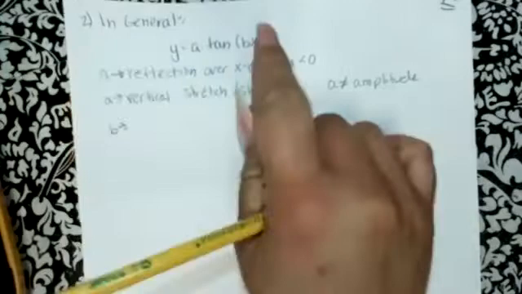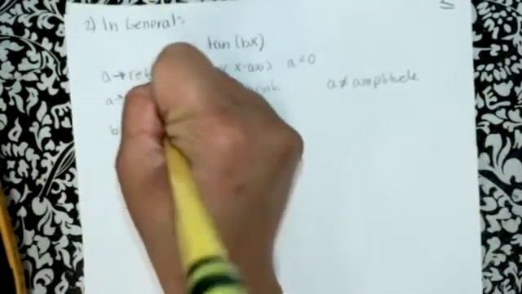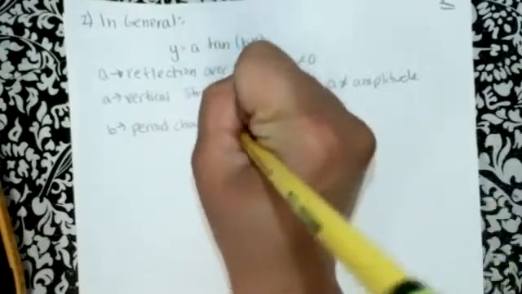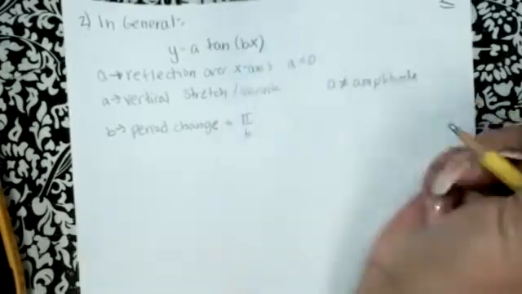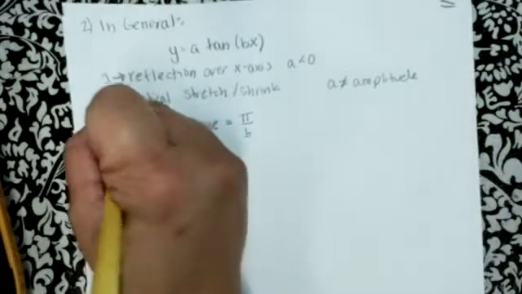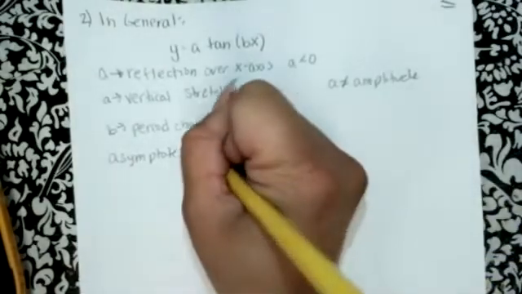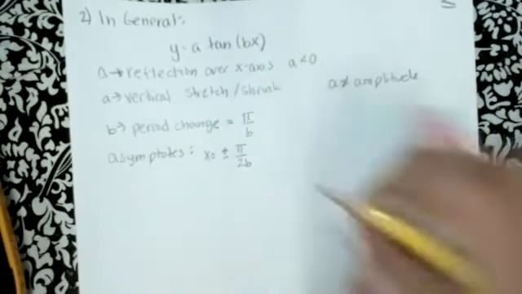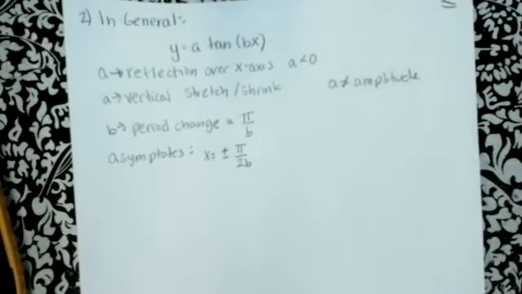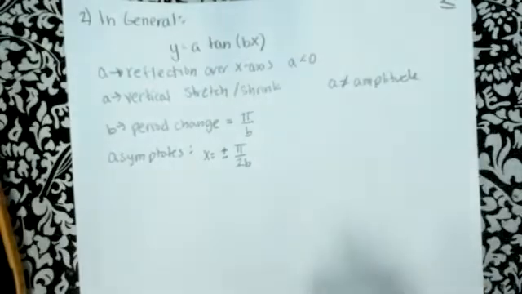Now the B, which is between the trig and the argument, the variable, that's the B. It has to be in between. The B is going to be the period change. Now in sine and cosine, it was 2 pi divided by B. In this case, because the period is pi, it's going to be pi divided by B. And then the asymptotes is actually going to be x equals plus or minus pi divided by 2b. Because remember, the asymptotes here were at the pi halves. So that's why it's pi divided by 2b.